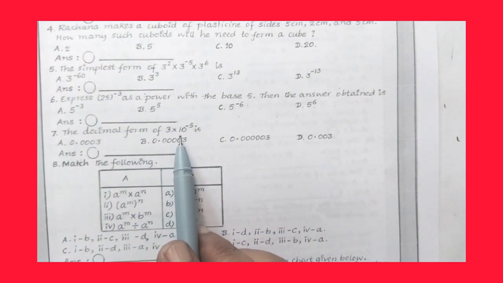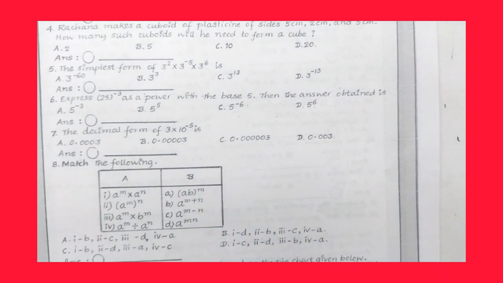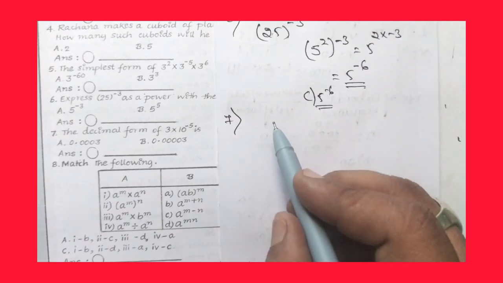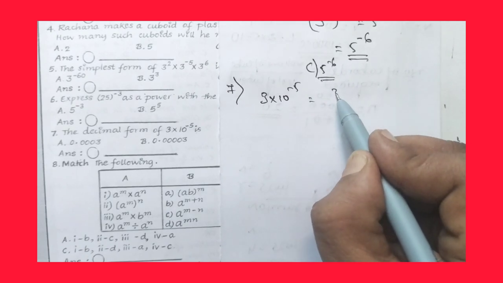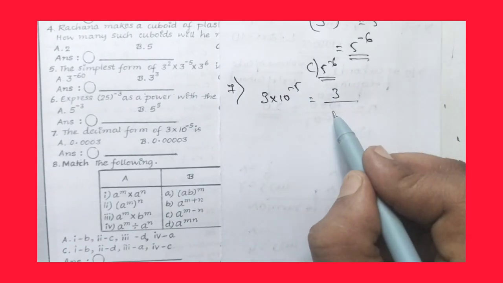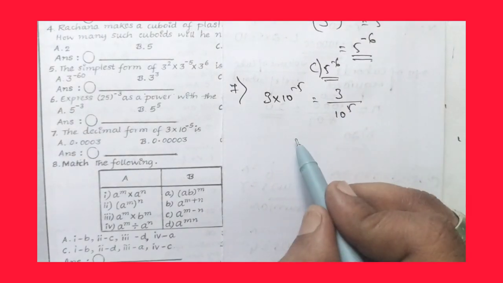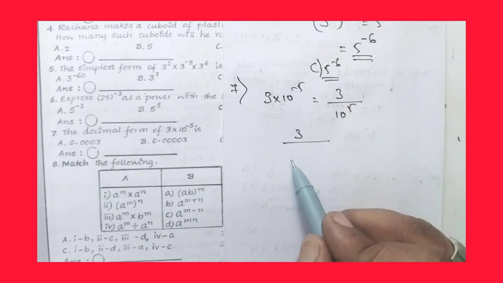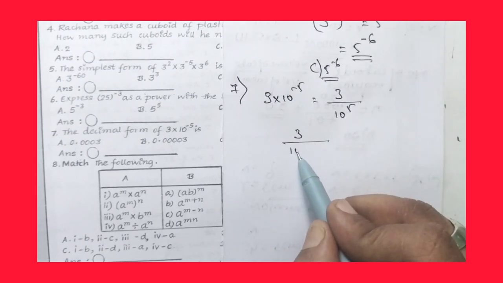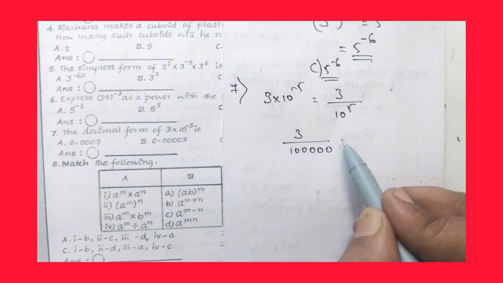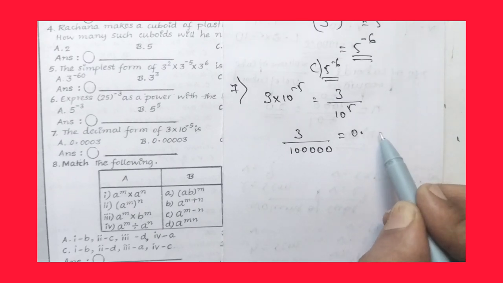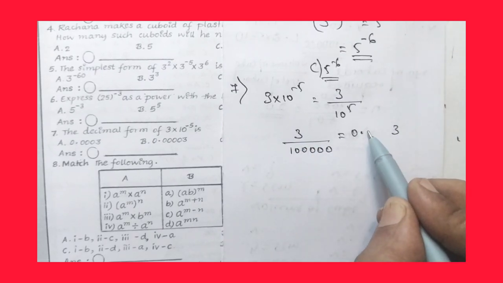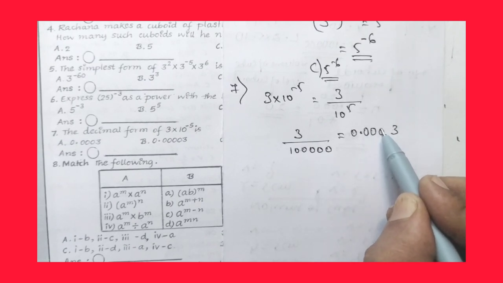Then coming to the seventh question, that is the decimal form of 3 into 10 to the power of minus 5 is dash. So now let us answer this question. So 3 into 10 to the power of minus 5. So that is equal to 3 divided by, to make it positive, bring to the denominator 10 to the power of 5. So that is equal to 3 divided by, so 1 followed by how many zeros? 5 zeros. 1, 2, 3, 4, 5. That is equal to 0 point, 5 zeros, so after the point 5 digits, 3 is in the last place, and before that 4 zeros, 1, 2, 3, 4.